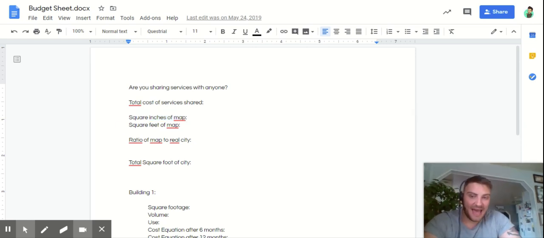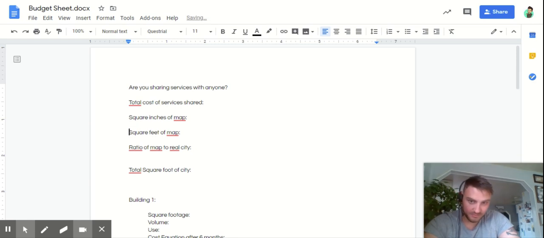Then you just take that and you multiply it by 12. If you multiply the answer in square inches by 12, you should get the square feet of your map. And that's all you have to do to figure that out.